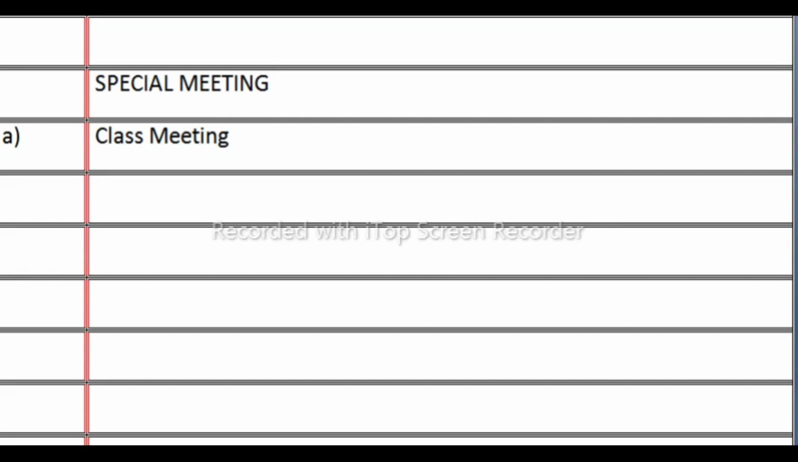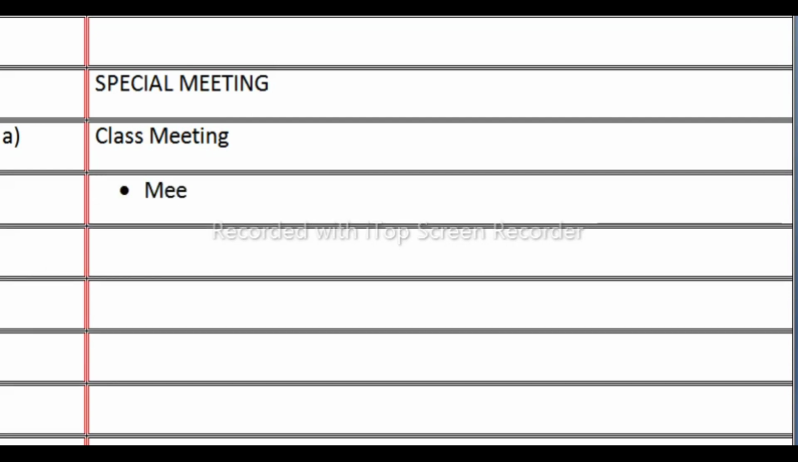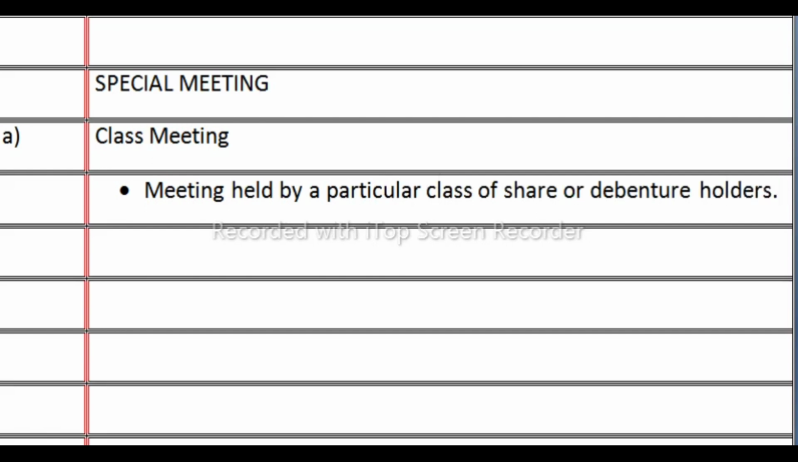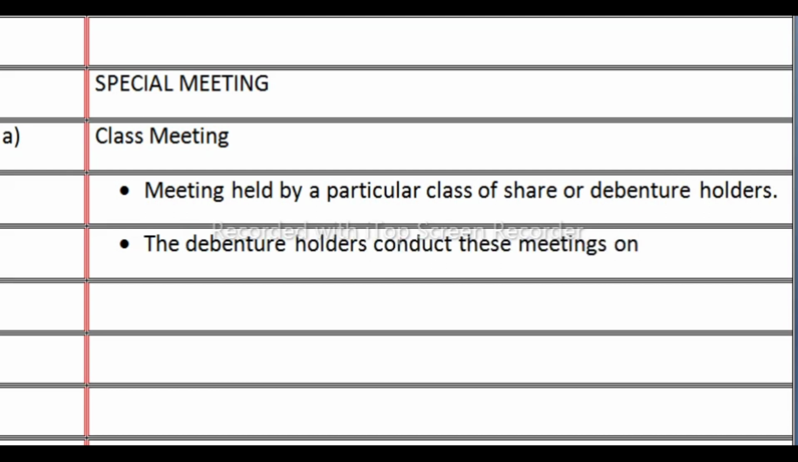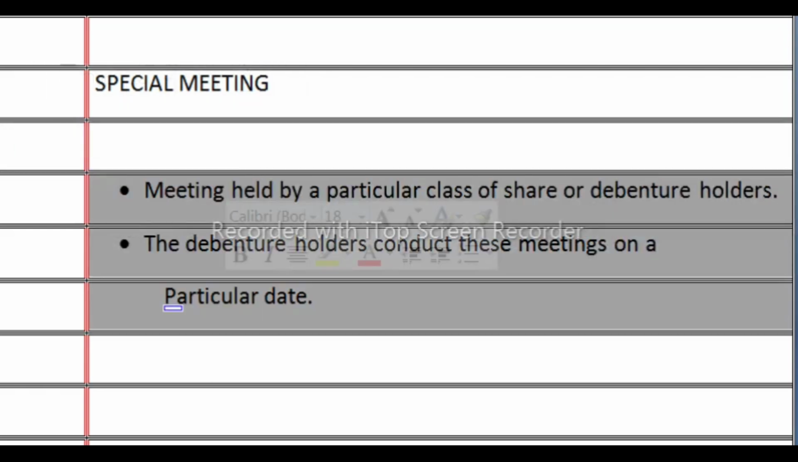Next, the last type of meeting is the special meeting, under which we have two subdivisions. One is the class meeting. A class meeting is where a particular class of shareholders or debenture holders conducts a meeting to discuss their matters. The debenture holder conducts this meeting on a particular date because the debenture holder is very important to the company, as he loans out money to the company. They discuss matters on reorganization, reconstruction, amalgamation, winding up of the company, and so on.